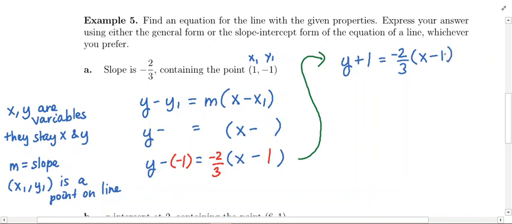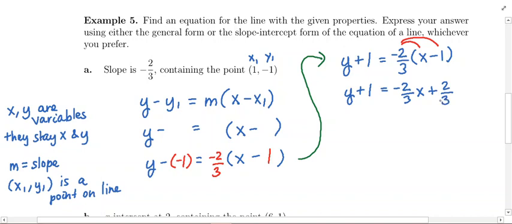The next thing we're going to do is distribute the slope through the parentheses. We're going to send negative 2/3 to both terms. We're not going to change the left side yet. We're going to have y plus 1 is equal to negative 2/3 times x, and then negative 2/3 times negative 1. Negative times negative will turn positive, and 2/3 times 1 is 2/3.